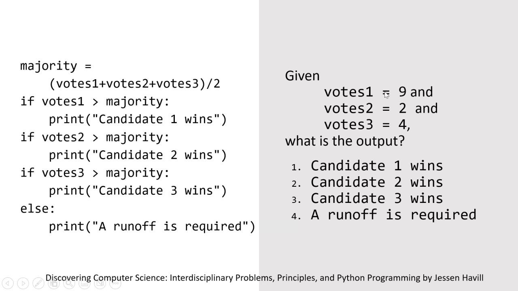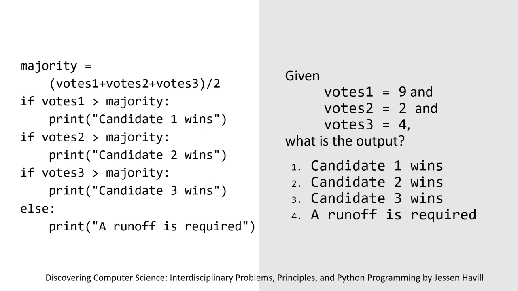Okay, what will be the output if the input is like this? Vote 1 is 9, vote 2 is 2 and vote 3 is 4. Take your time and try to find out the outputs. It's very tricky, so please follow it closely. What is the output in this case?